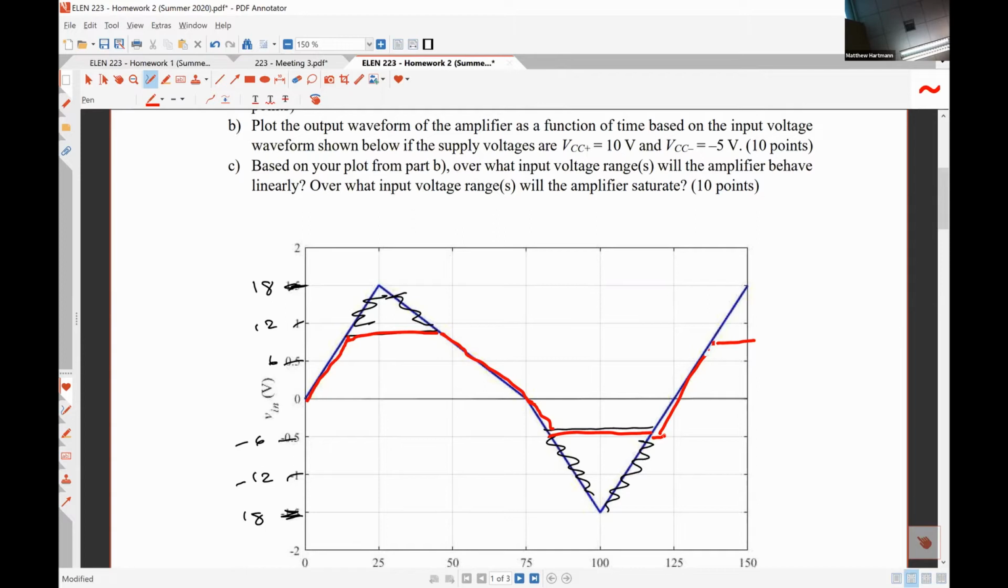For part C, it says, over what input voltage ranges will the amplifier behave linearly? And over what input voltage ranges will the amplifier saturate? And so I believe at the very beginning of my handwritten notes on lecture 3, I talk about what's called the linear range of an op amp. And it's simply defined by, let's see, I'm trying to remember if it's voltage gain divided by power supply voltage or the other way around. Power supply voltage divided by the gain.